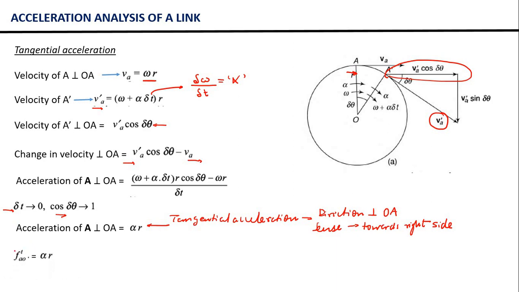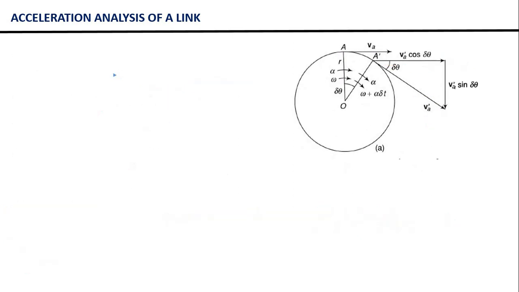So we are going to denote the tangential acceleration component by this notation, that is acceleration of A relative to point O, equal to r alpha, and then we will put a superscript t to denote the tangential component of acceleration. Now let us move ahead and see the magnitude of centripetal acceleration. Obviously the centripetal acceleration will be given by the change in velocity in a direction parallel to OA.